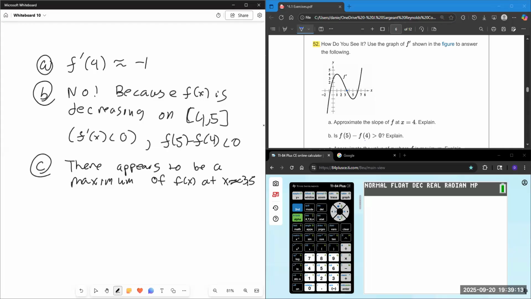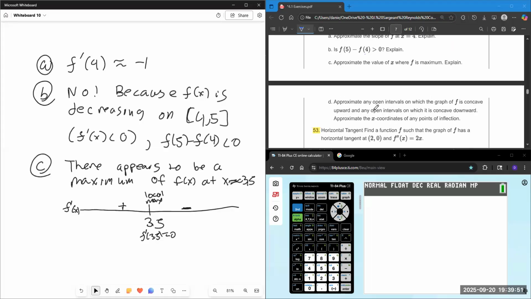And that happens because if I look at the first derivative test here at 3.5, it appears that to the left, f prime has a positive value, and to the right, it has a negative value, and 3.5 is the 0 of the function. F prime of 3.5 equals 0. So that would indicate that there's a local max here at x equals 3.5.